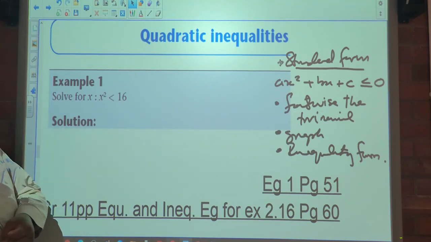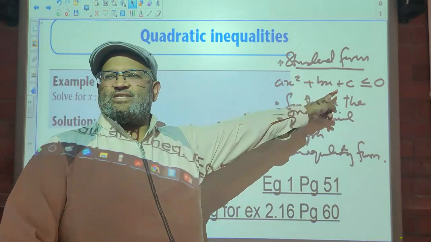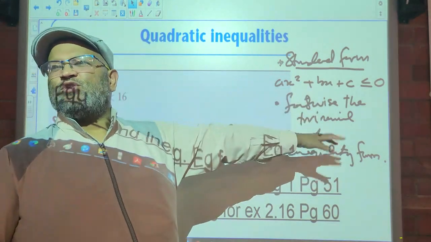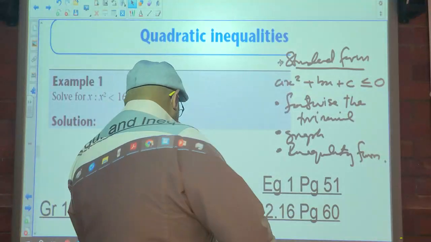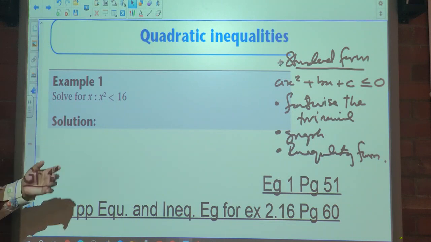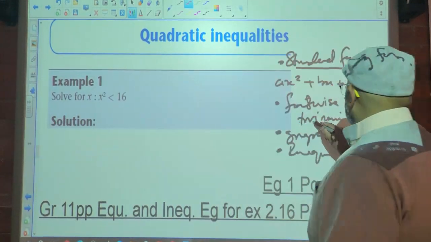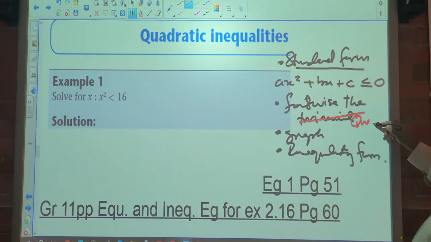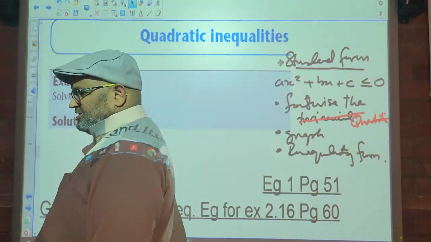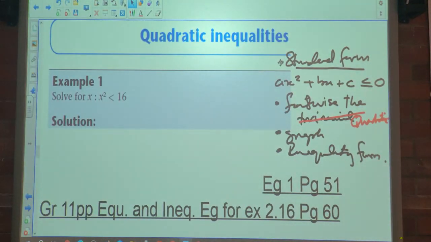First we write this in standard form, which is ax squared plus bx plus c, the standard form of a trinomial. Then you factorize the trinomial or the quadratic. I was supposed to have said factorize the quadratic, that's better, because sometimes it won't always be a trinomial. So rather write quadratic. Factorize the quadratic, then graph it, and then you write the solution of the graph in inequality form. Okay?